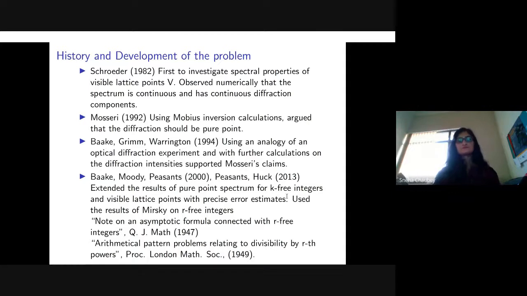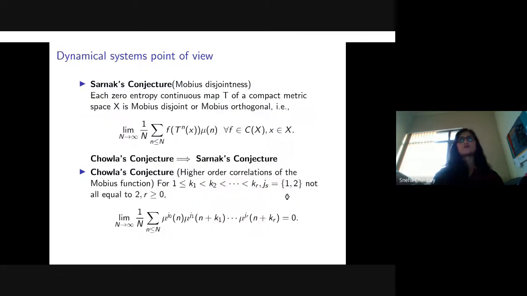Okay. So this was about the diffraction spectrum. The next is, so usually when we want to study the set theoretic properties, there are two things. One is the diffraction point of view, and the other is the topological point of view, which is also the dynamical system point of view. So maybe I'll briefly try to motivate where this dynamical point of view came into existence and how all this began.